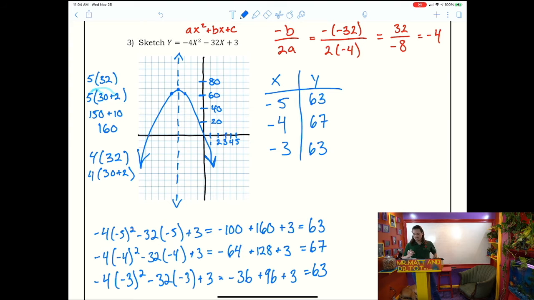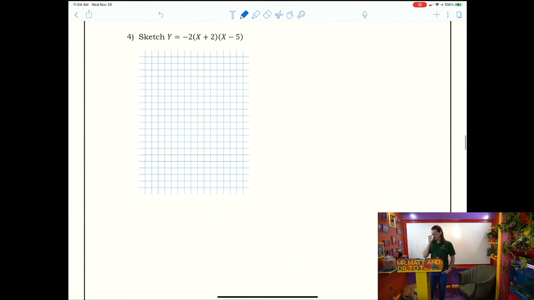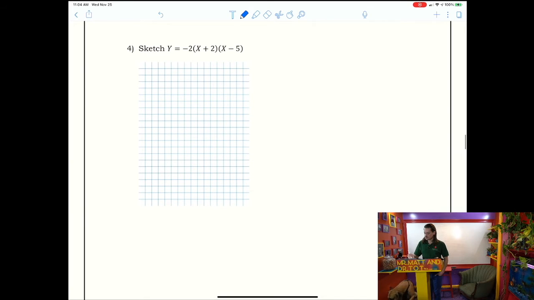Okay, take a few moments and sketch a graph in this intercept form equation. y is equal to negative 2 times the quantity x plus 2 times the quantity x minus 5. So as I said, this is in the intercept form, which is y is equal to a times x minus p times x minus q, where p comma q are x-intercepts.